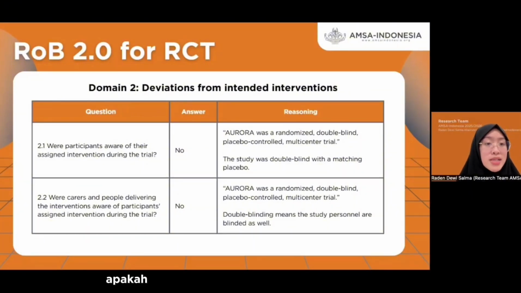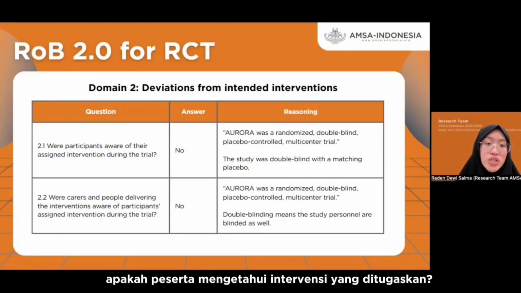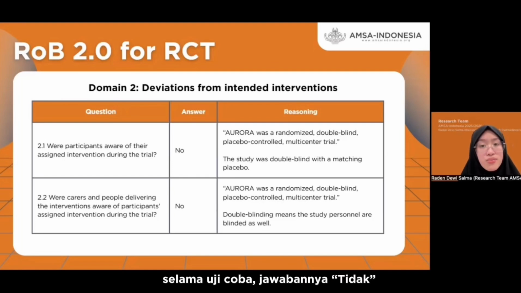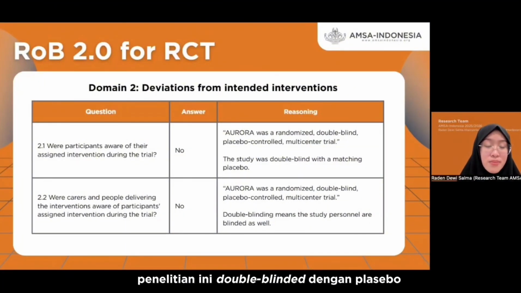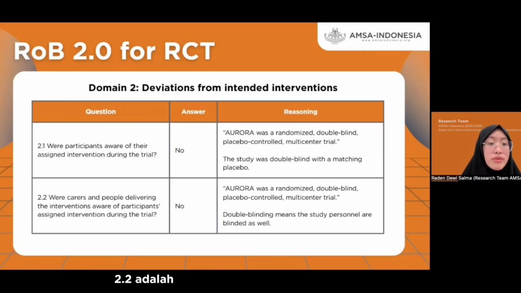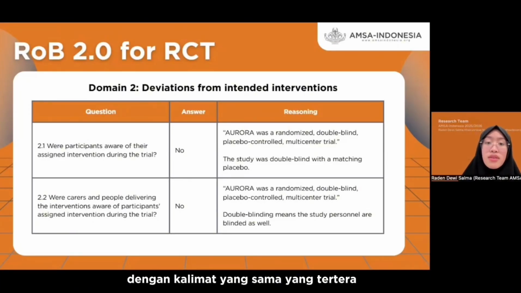2.1, were participants aware of their assigned interventions during the trial? The answer is no. Reasoning: AURORA was a randomized, double-blind, placebo-controlled, multi-center trial. The study was double-blind with a matching placebo. 2.2, were carers and people delivering the interventions aware of participants' assigned interventions during the trial? The answer is no. With the same sentence stated in the article, we can say that double blinding means the study personnel are blinded as well.